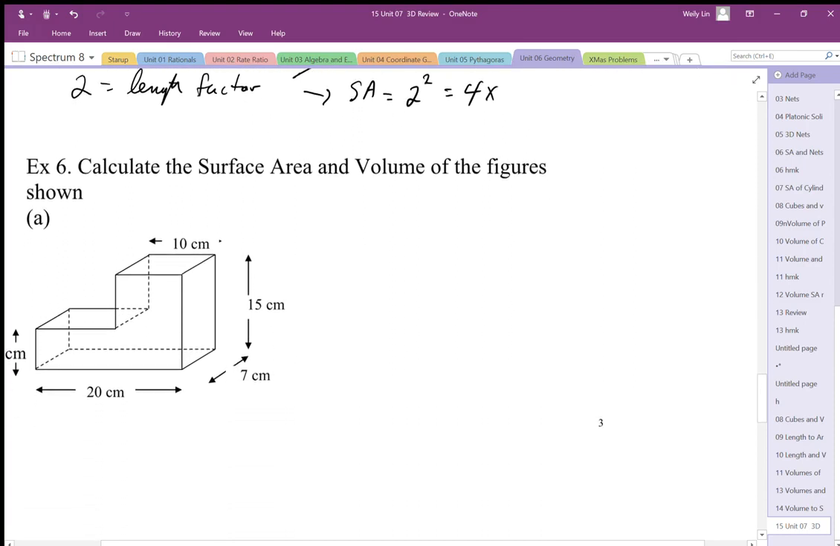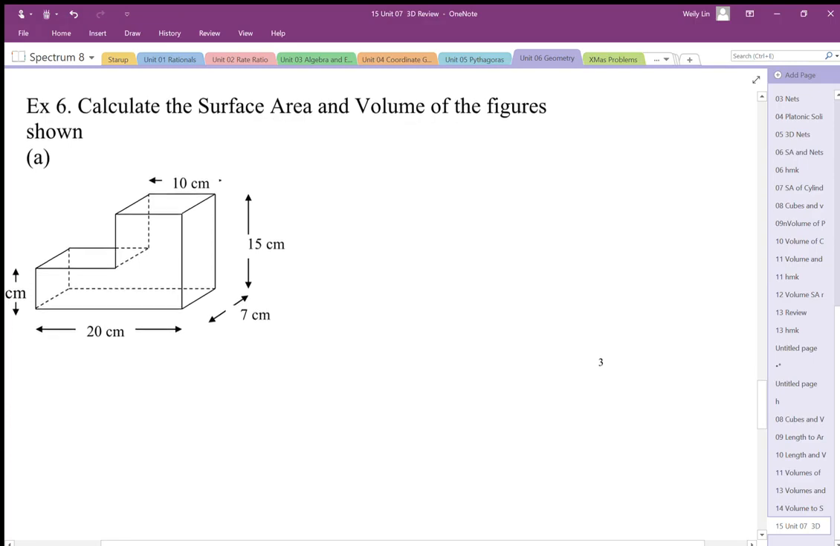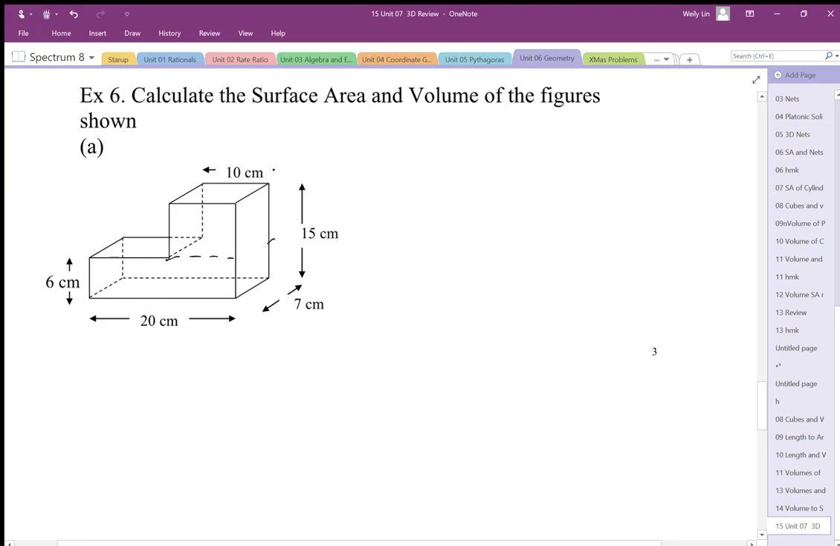Okay, so here's one where we're just calculating. These are kind of the typical problems that we're going to do, calculate surface areas and volumes. I'm going to start with a volume. I'm just going to do the volume in terms of finding an area again. So I'm going to find the area of that face. Okay, so that's going to be 120 centimeters squared.